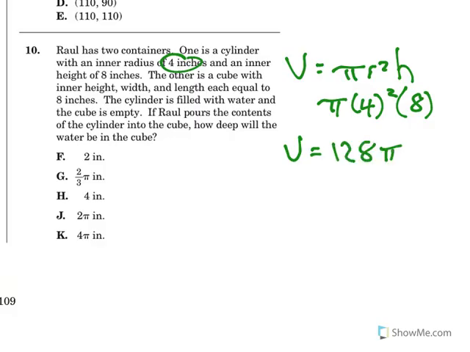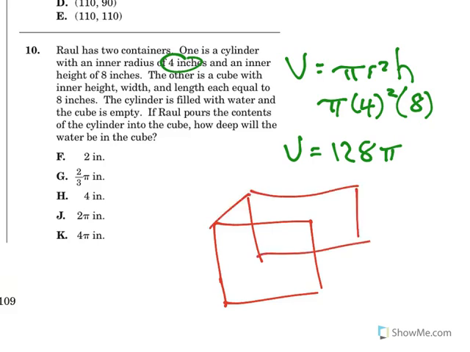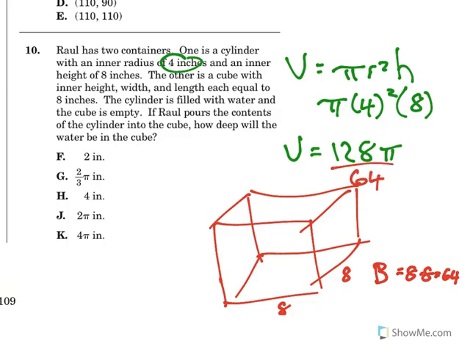I don't really need to do this whole thing. When I did this, I just expressed it as 16 times 8 times pi, and I'll explain why. Now it says we're putting this in a cube with a base of 8, all of the sides are 8 because it's a cube. If we want to know how high something is, we divide by the base. The area of my base is 64, so to fill this up 1 inch, you would need 64 square units. So 128 divided by 64 means the height is going to be 2 pi.